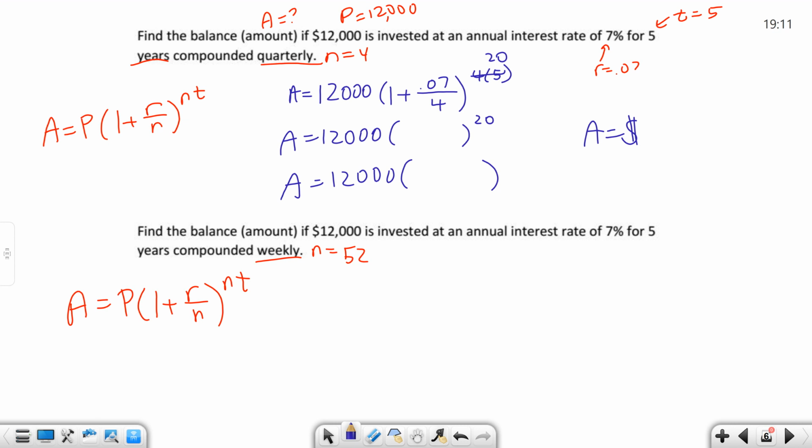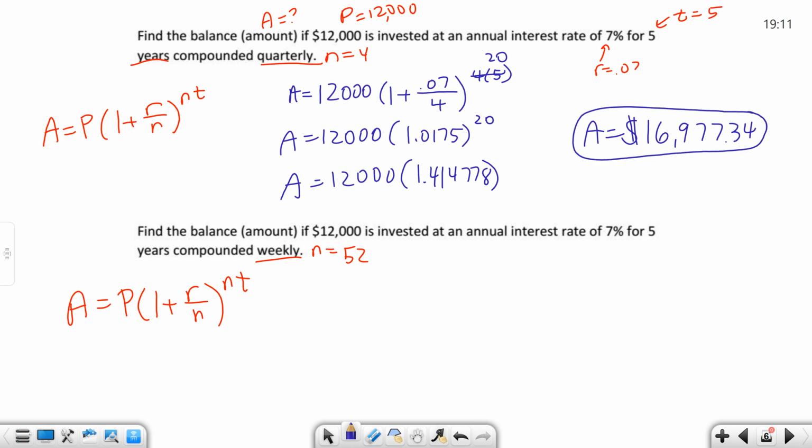So 0.07 divided by 4 is 0.0175 plus 1. So 1.0175, you don't have to round that one, to the 20th power. So raise it to the 20. We get 1.414778, so whatever. All right, and then we just do times 12,000. Don't key that back in. That's already in there. Times 12,000, and we get $16,977.34. 34 cents. Okay.